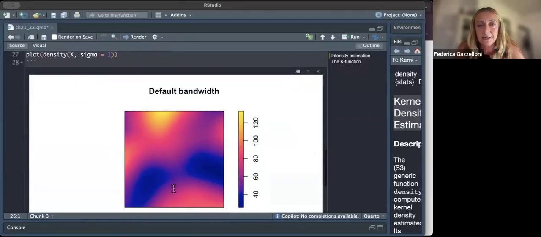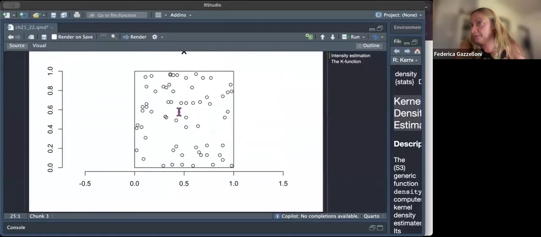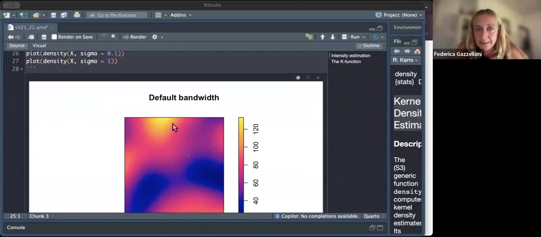The first plot is this one here. What it shows us is the intensity of the points in some locations more than others. If we go back to the original point pattern, we can clearly see that this location shows a concentration of points more than other locations. Just to give you an example, if I go back in here, I can see that this part is clearly the highest values of intensity, and so the concentration of points.